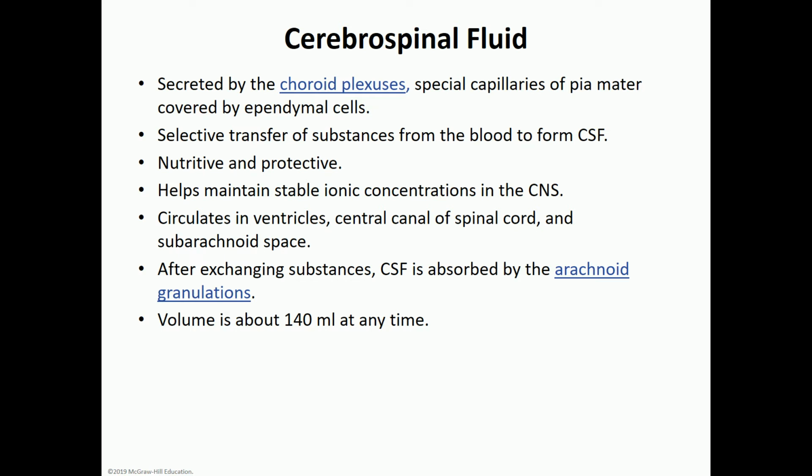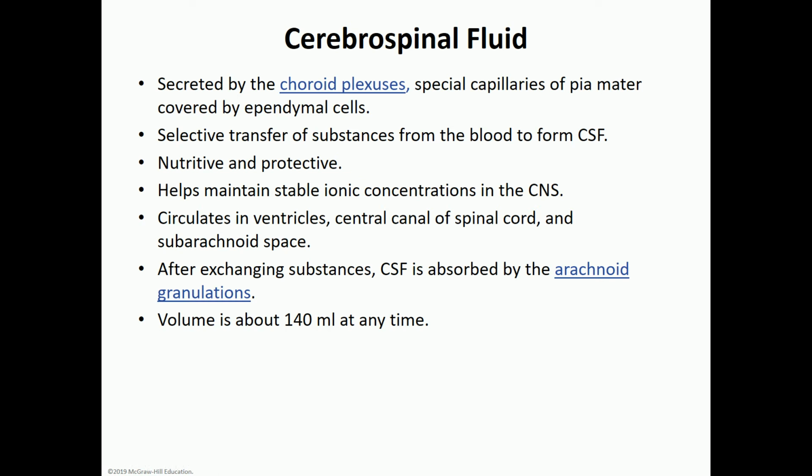So how do we make fresh CSF? It is secreted by the choroid plexuses, and the choroid plexuses are made by the ependymal cells. So if you remember from the previous chapter, we said that the ventricles in the brain are lined with ependymal cells. These ependymal cells, we said at the time, make CSF. Okay, so this is just repeating what we've already learned about the neuroglial cells that are found in the CNS. Okay, it'll selectively transfer substances from blood in order to make CSF.